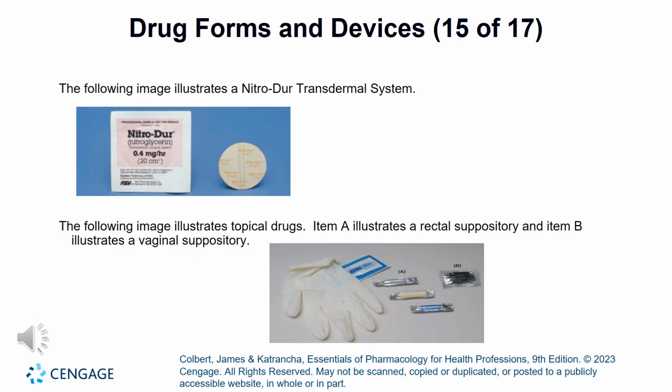The first image here illustrates a NitroDur transdermal system. This is a system to deliver medication used for prevention and long-term management of angina pectoris, which is chest pains. Next image shows topical drugs. Item A, you're looking at rectal suppositories, and B illustrates a vaginal suppository.